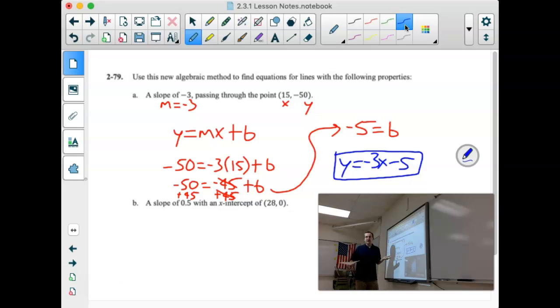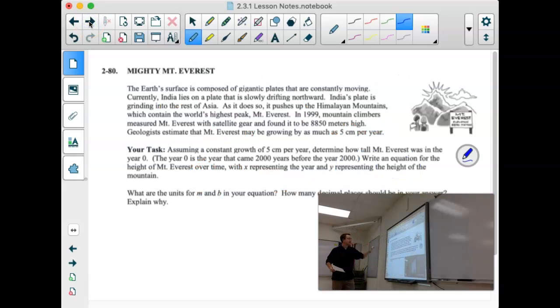So I would do part B on your own. Again, that's just good practice for everybody, so take a look at that one on your own. I will also let you do 80 on your own. That's kind of a challenge problem. It kind of deals with converting meters to centimeters and all that kind of good stuff. We're trying to figure out how tall Mount Everest is in that one. Again, a good practice problem, a good challenge problem, but I'll let you guys do that one on your own.